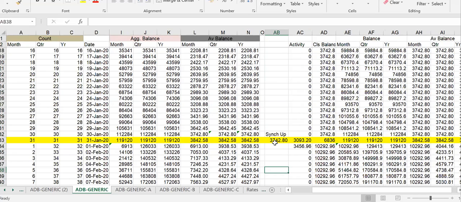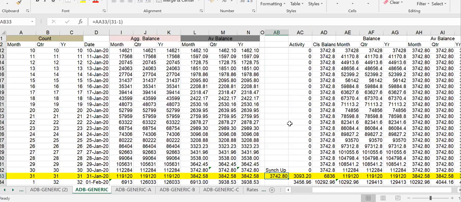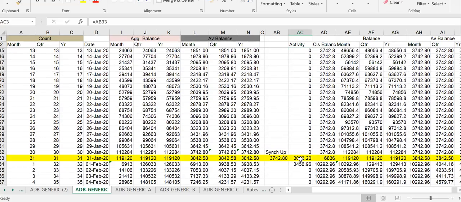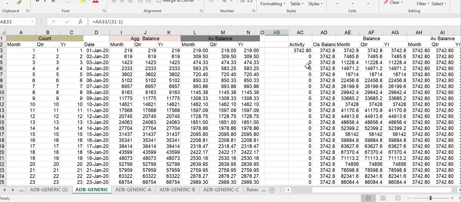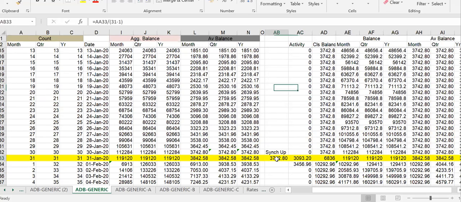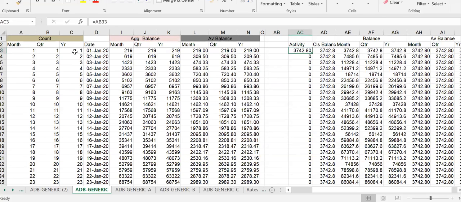Now based on this amount, if we create one journal on the first day of the month and another journal on the last day of the month. I said based on this because on the first day, the first day journal will be the sync up amount minus the previous closing balance. Now, since we are starting here from the 1st of January, the previous closing balance is 0.